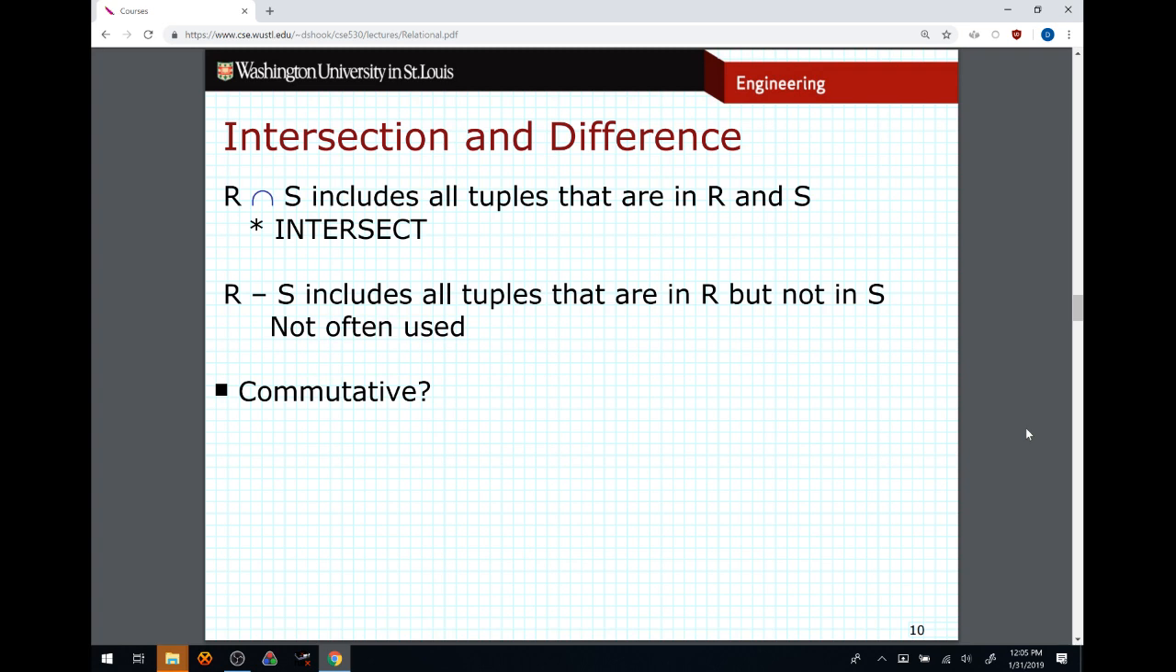But before we get there, let's talk about whether these are commutative or not. Can I swap the order of a union or an intersection and get the same result? Should be reviewed from set theory if you've taken it. See people nodding their heads, yes, you can. What about difference? No. Subtraction is not commutative. The order matters. The order definitely matters. Okay.